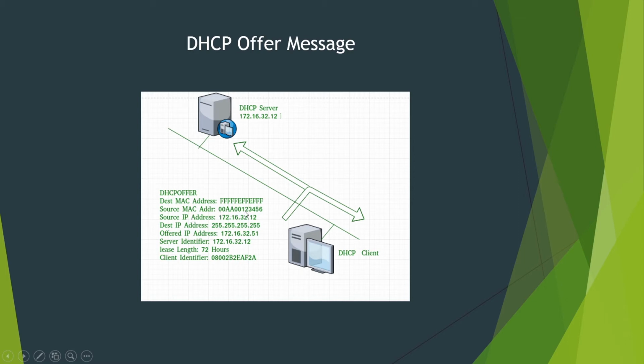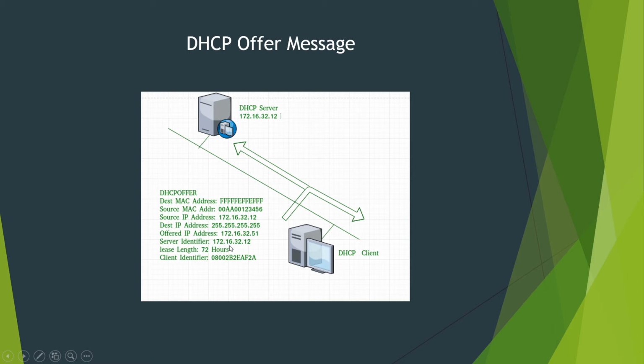The source MAC address is the MAC address of this DHCP server, and the source IP address is the server's IP address, 172.16.32.12, and the destination is to everyone. The DHCP server is offering an IP address, 172.16.32.51. This is the offered IP address, and the server identifier is this one, which is the same IP address.